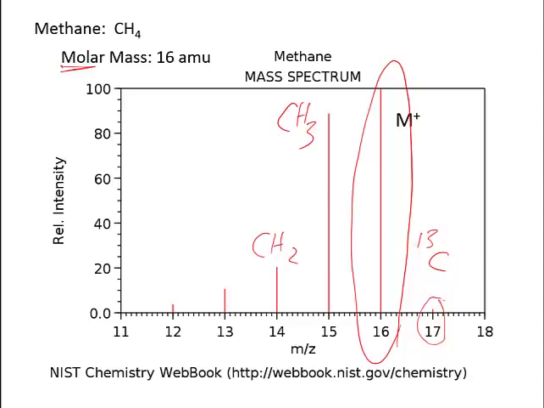And if you notice, the ratio between the peak at 17, which is called the M+1 peak, in honor of the fact that it weighs 1 more than the molecular ion itself, the M+1 peak is 1.1% the height of the M+ peak. And the reason is because there's only 1 carbon present. Had there been 2, then it would have been 2.2% the height of the M+ peak.